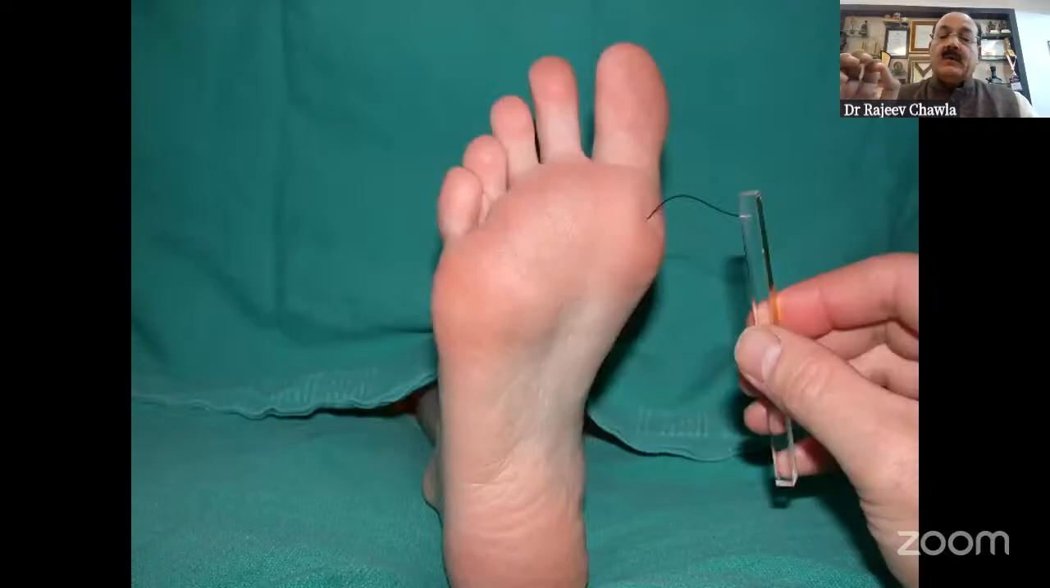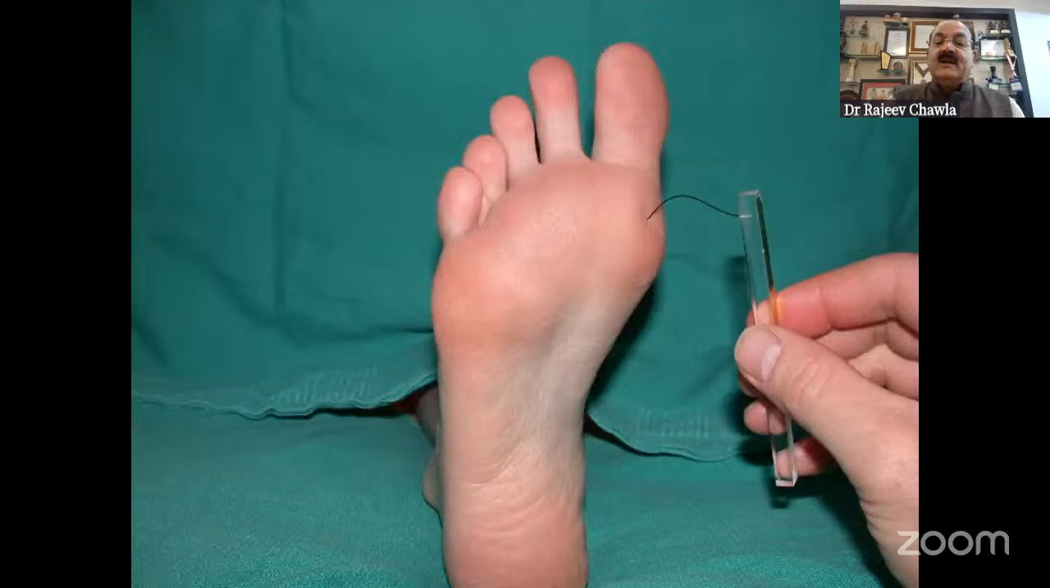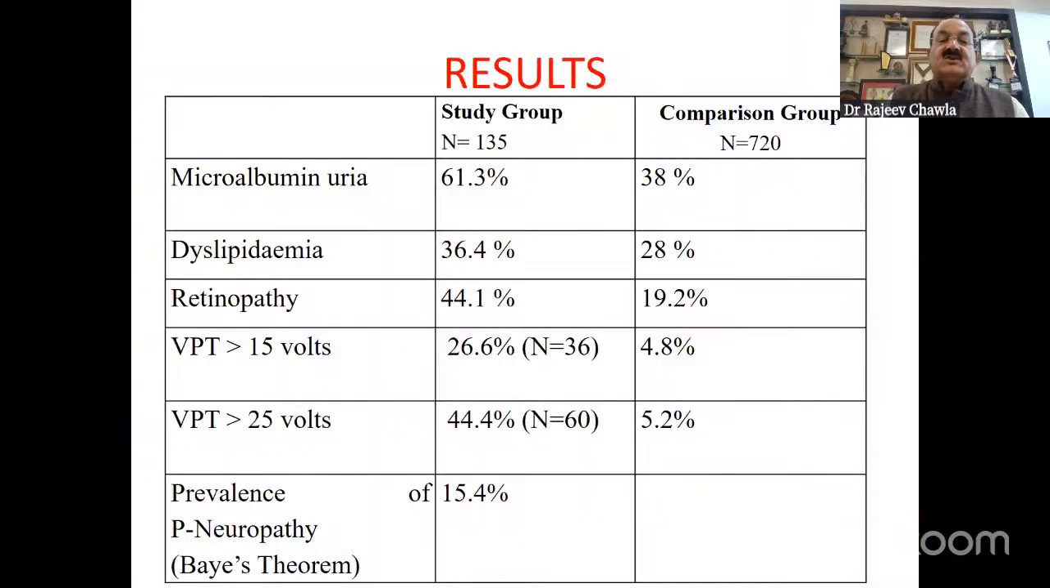This is how you apply the monofilament on the 4 points which I have given you: on the big toe, then the first metatarsal head, and the third and fifth metatarsal heads. Many times we also use an insole here, which can be used here also. So you can even do the examination at 5 points. You should put enough pressure so that it just buckles, the way I have shown you in this picture.